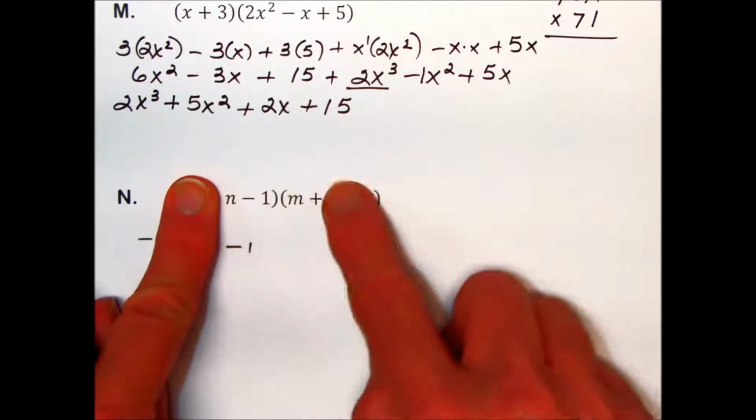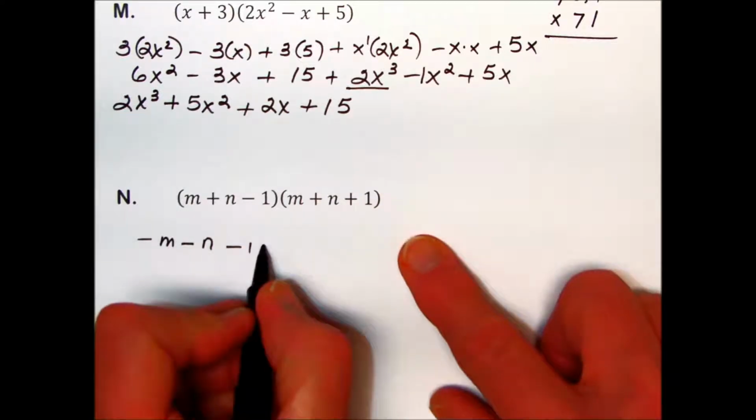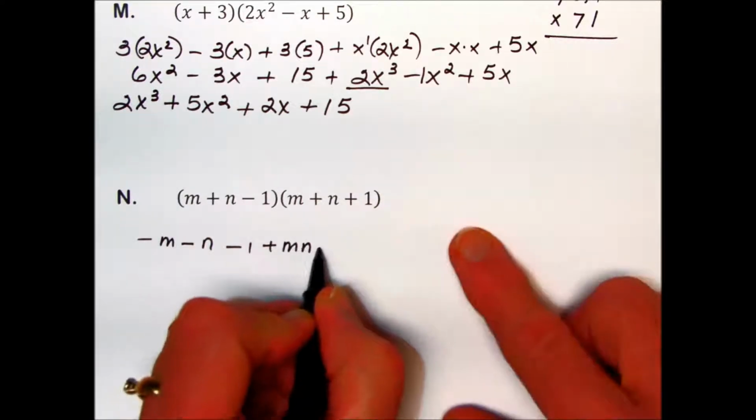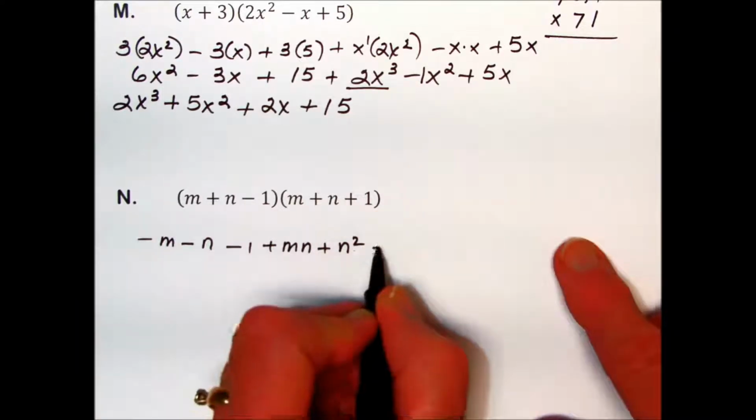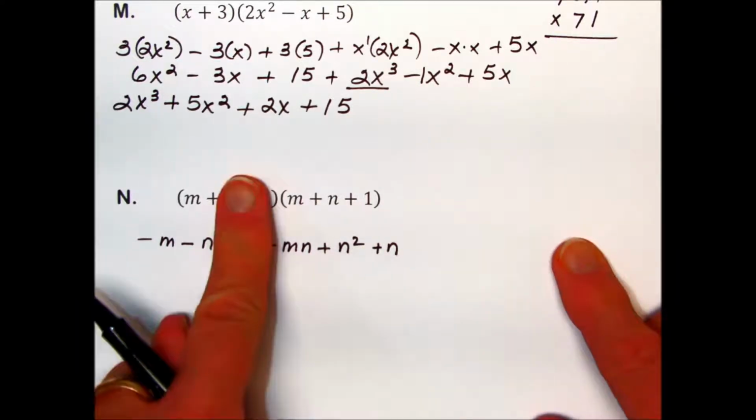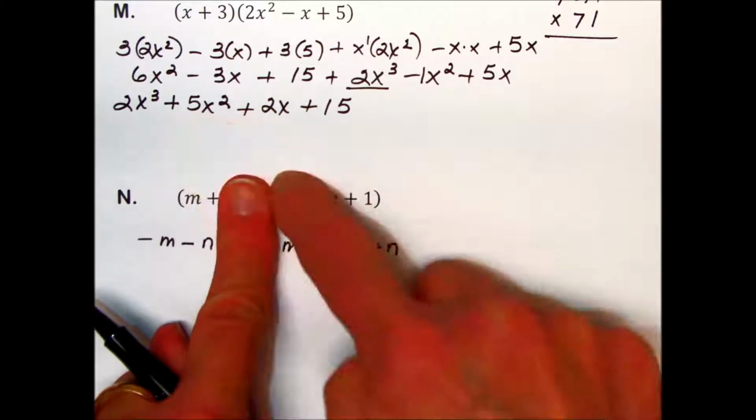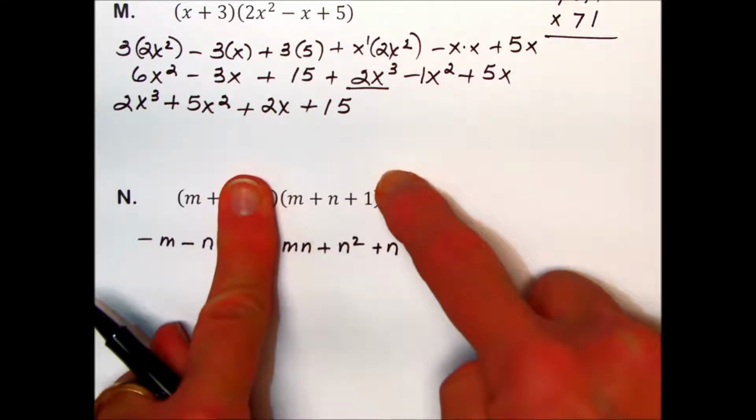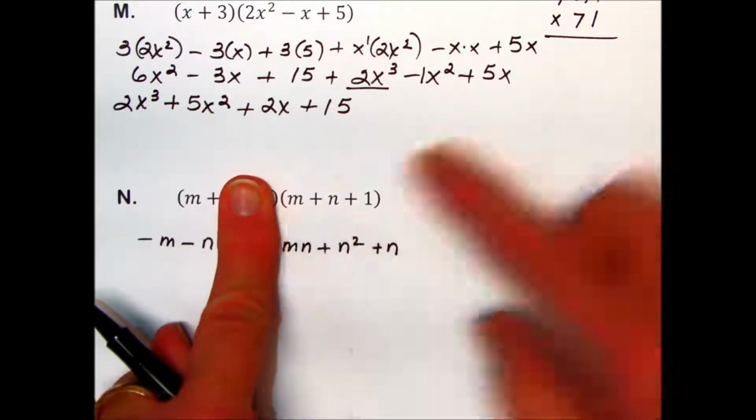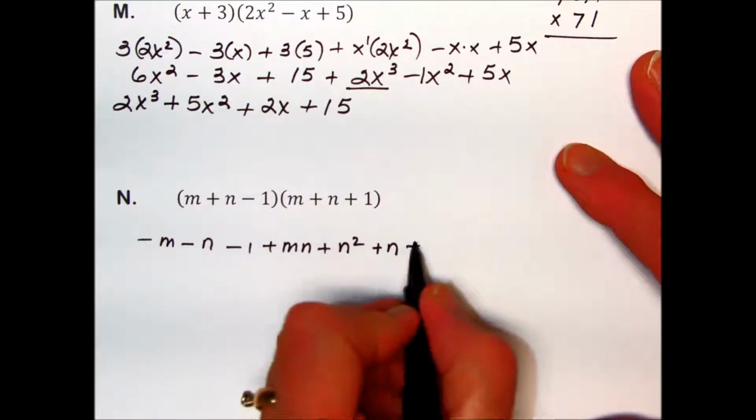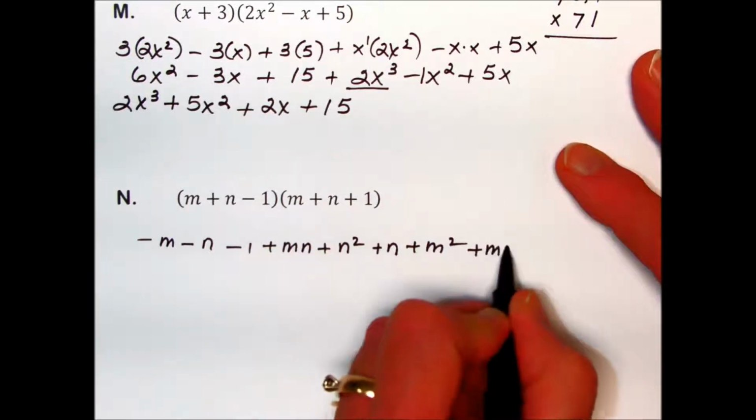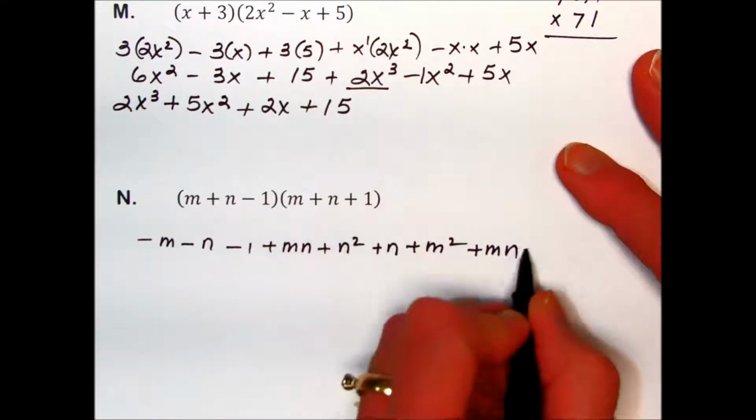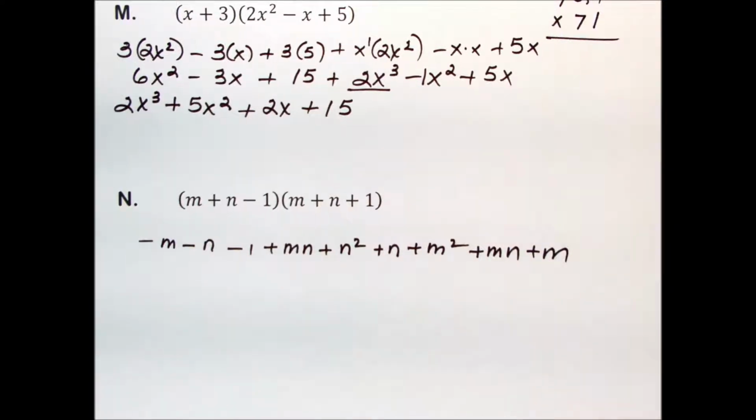Next, I'm going to take n times each one of these. So we'll distribute the n times each one. That will give us an mn, and n times n, or n squared, and n times 1 is n. And then I'm going to take m times each one of these. So distributing the m times m will give us an m squared. M times n is an mn, and m times 1 is an m.